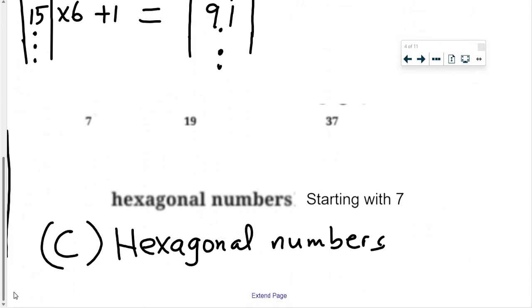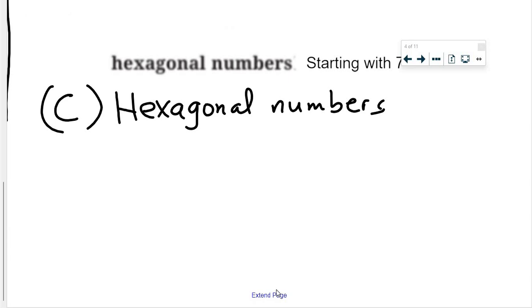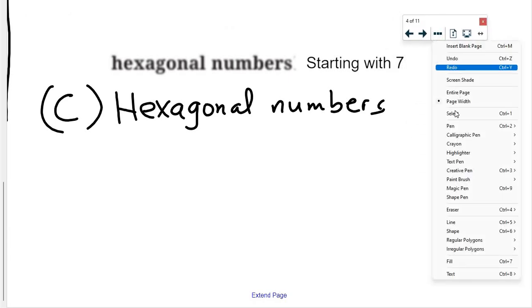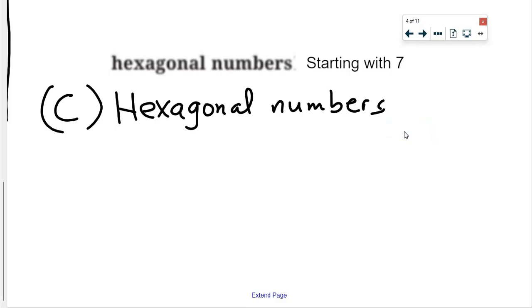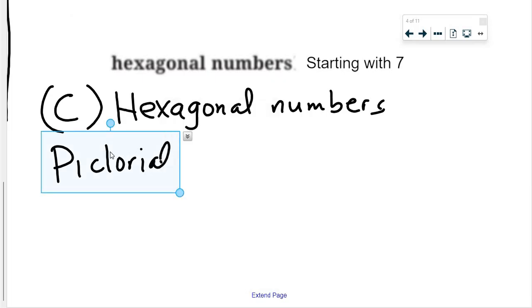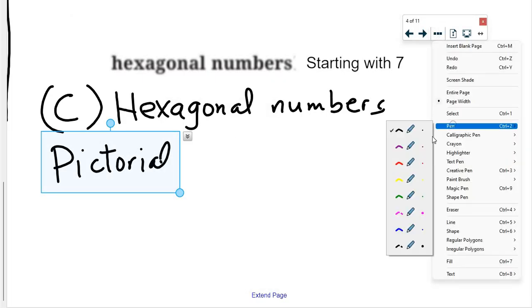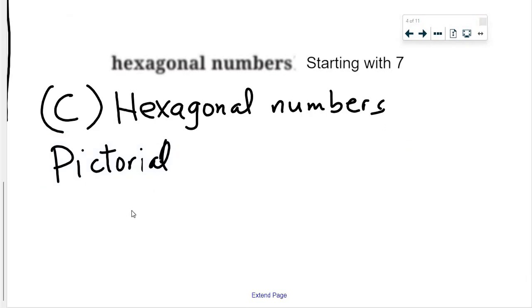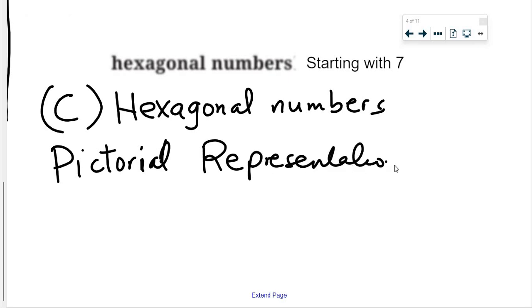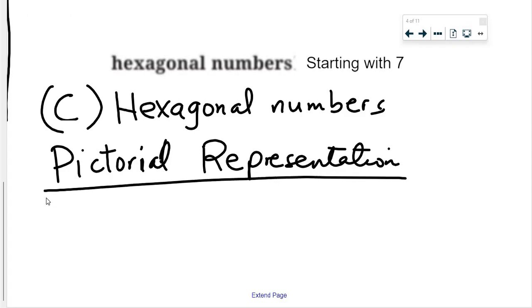Well, everybody pay attention here. How do you explain this using a pictorial representation? Pictorial representation. I repeat. How do you explain that when you multiply a triangular number by 6, add 1, you get hexagonal numbers? How do you explain it by using a picture or pictorial representation? Everybody pay attention.